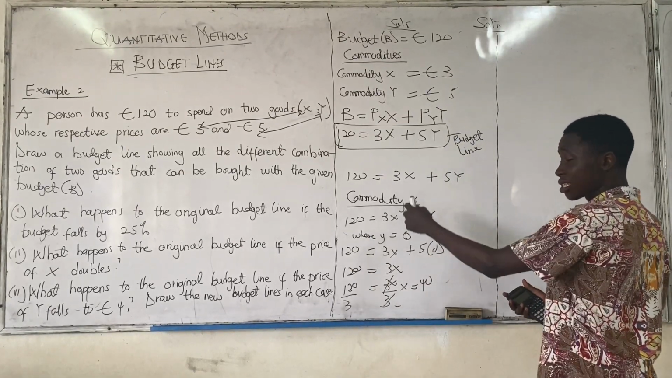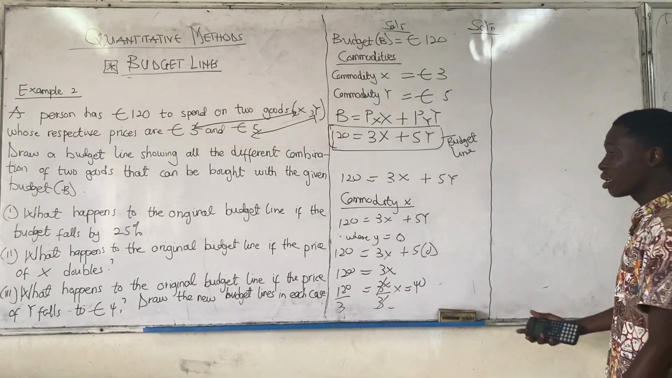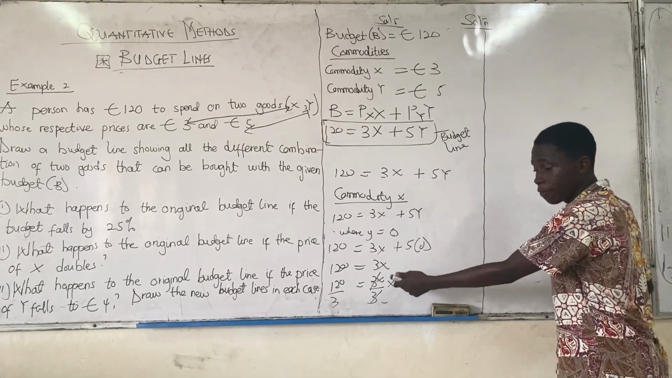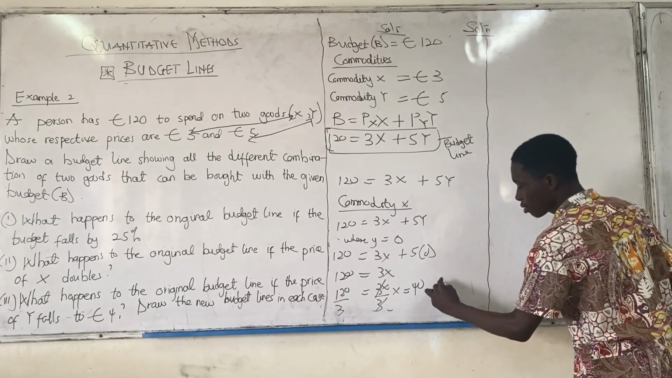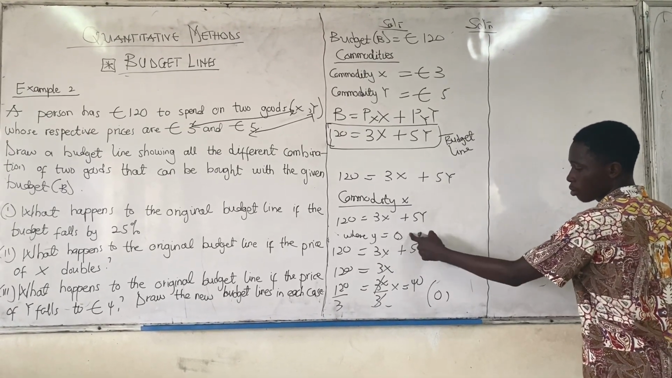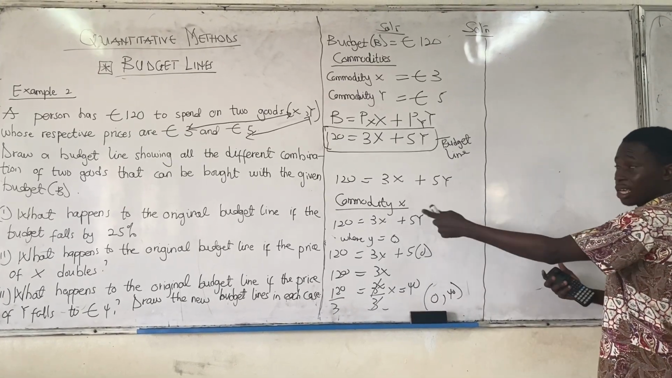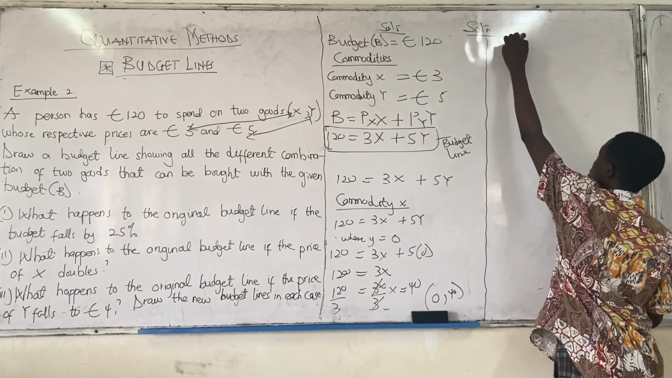So with commodity X, you are getting 40. Before you are able to plot this on the graph, you will need what? Where Y is equal to 0 and X being 40. So finally, based on this, for commodity X you are getting the point (40, 0). Now, after commodity X, you also need to find what? Commodity Y.